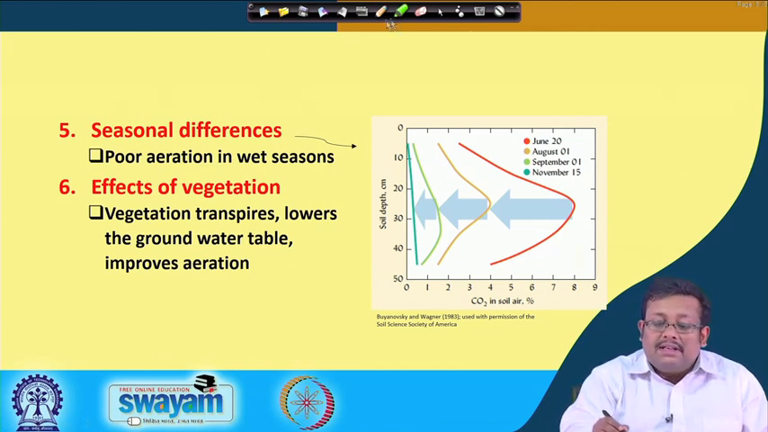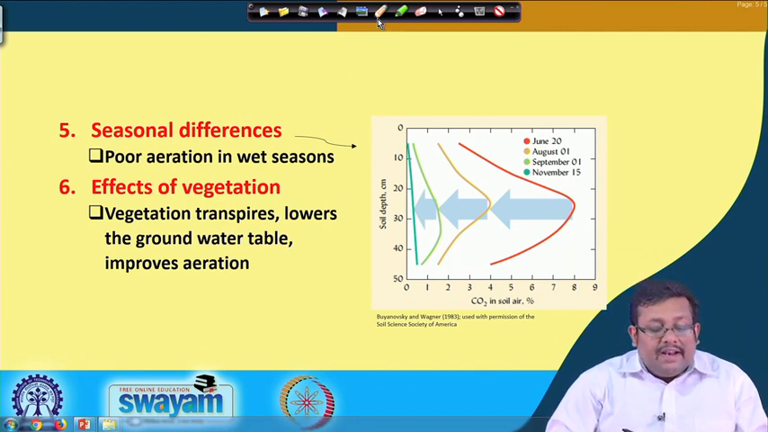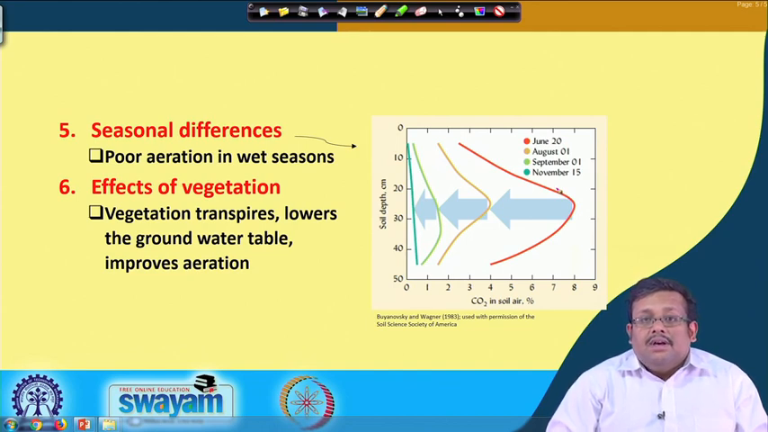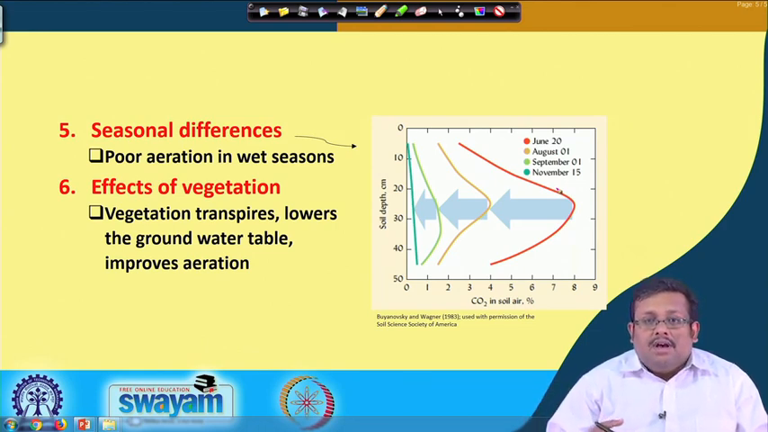Well, seasonal difference is one of the major factors for soil aeration. Obviously we will get poor aeration in the wet season. In this graph, in the monsoon season, which is denoted by the red solid line, June 20, then August 01, September 01 and November 15, obviously the carbon dioxide in the soil profile increases in the wetter season compared to the dry season. So, you get poor aeration in the wetter season because all the pore spaces are filled with water, which ultimately creates very small chances of proper aeration.